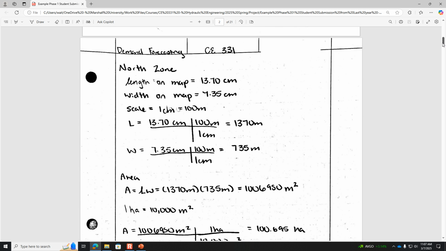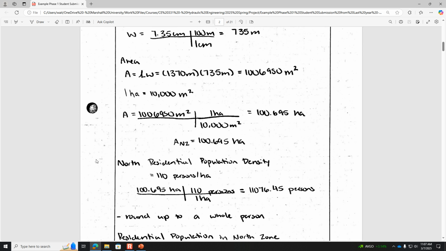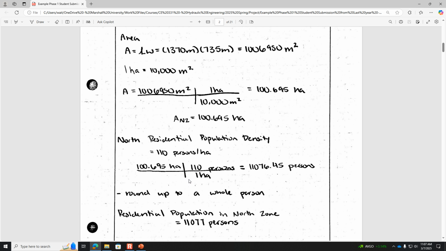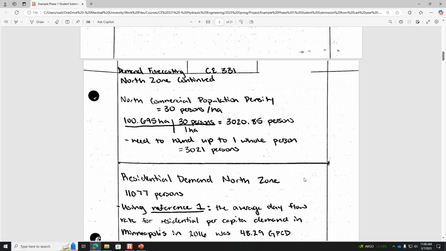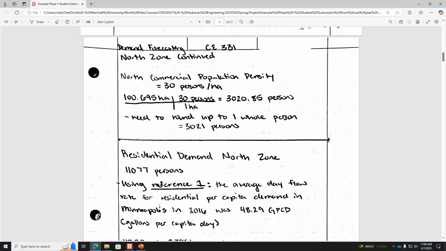So I like the fact that we're starting with the North Zone, and what's the most logical thing to do on the North Zone is to determine how big it is. And so they've used the scale map which is provided to figure out the area. They've used their assigned population density to find out the total population that's in the North Zone. Then they told me, according to reference 1, and later on in their report I can get more details about reference 1, that they found some specific details related to water demand in Minneapolis, different from the national demand.